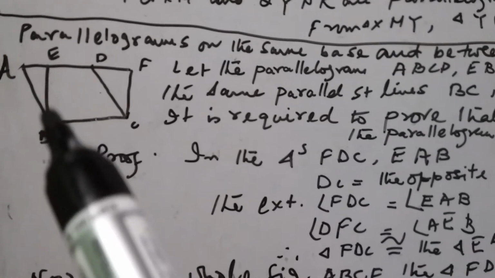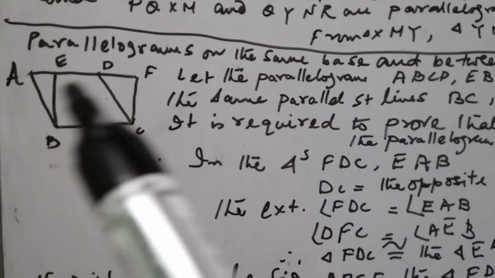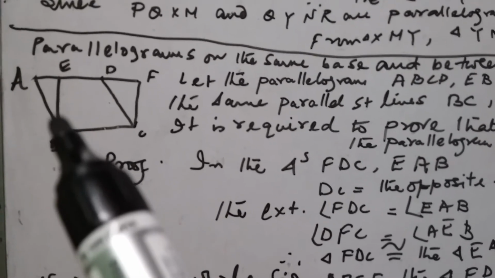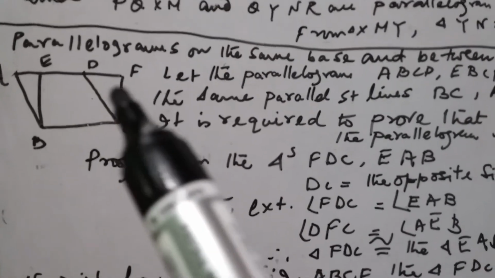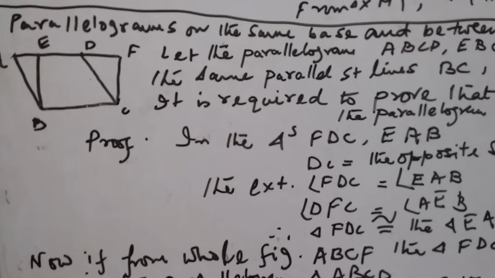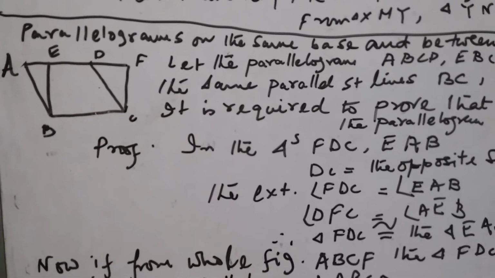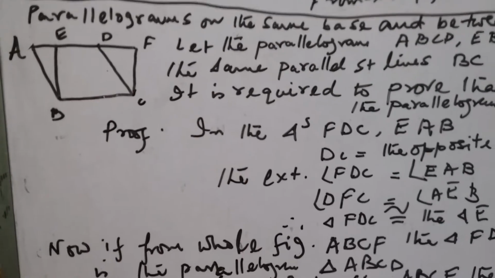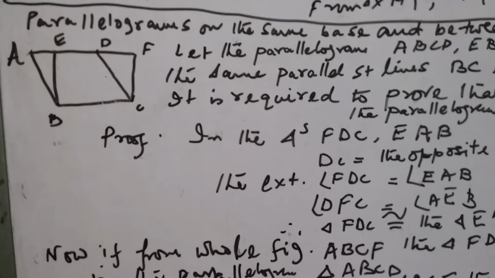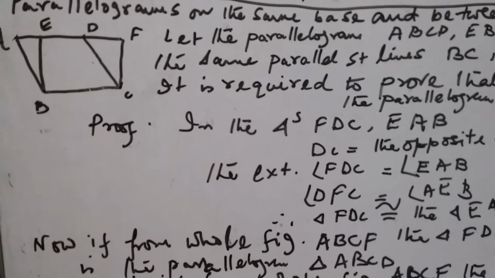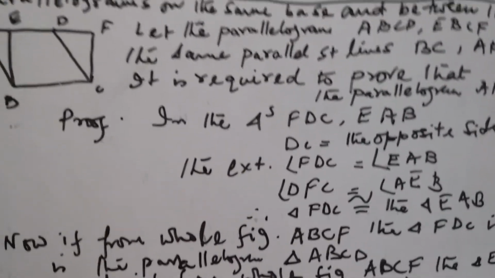Now in these two triangles, we get two angles equal and one side equal. Hence the two triangles are congruent. If they are congruent, then they are equal in area. ABE and CDF are equal in area, and that's why if you deduct CDF from ABCF, and if you deduct AEB from ABCF, then we get two parallelograms. These two are the same.